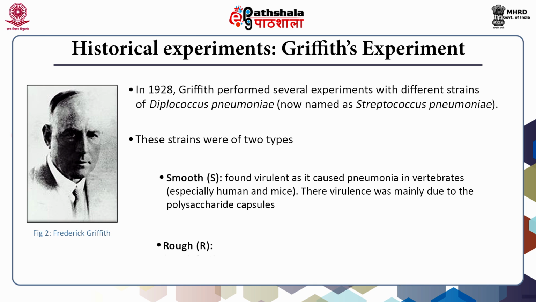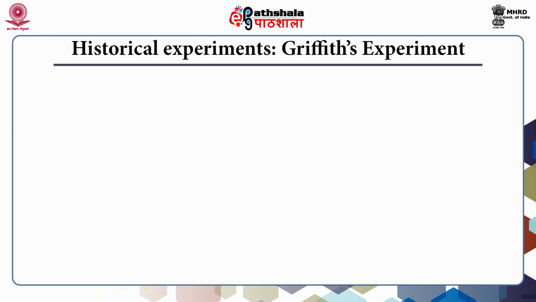Their virulence was mainly due to the polysaccharide capsules, which also led to the formation of smooth colonies on an agar plate. In the rough type, cells lacked polysaccharide capsules and were non-virulent, that means non-infectious. Due to the absence of polysaccharide capsules, they showed dull or rough colonies on an agar plate. Here you are seeing a picture of Frederick Griffith, who is known for a historical experiment. Now, the question is, what is that historical experiment?